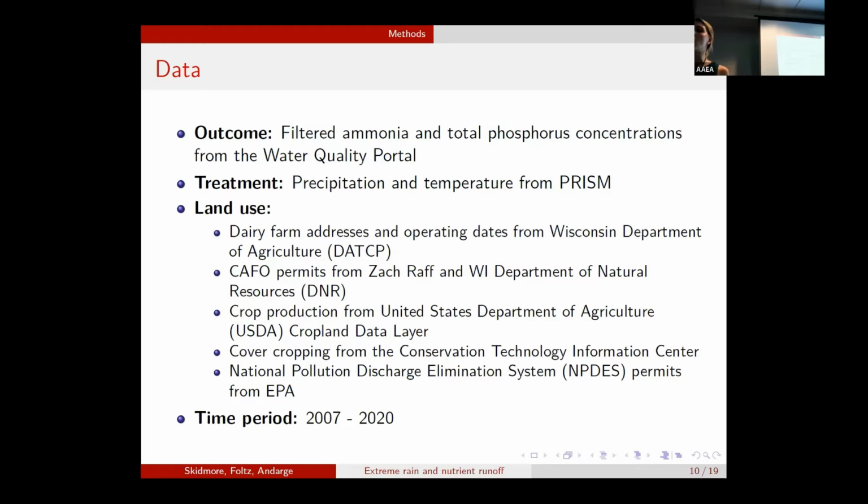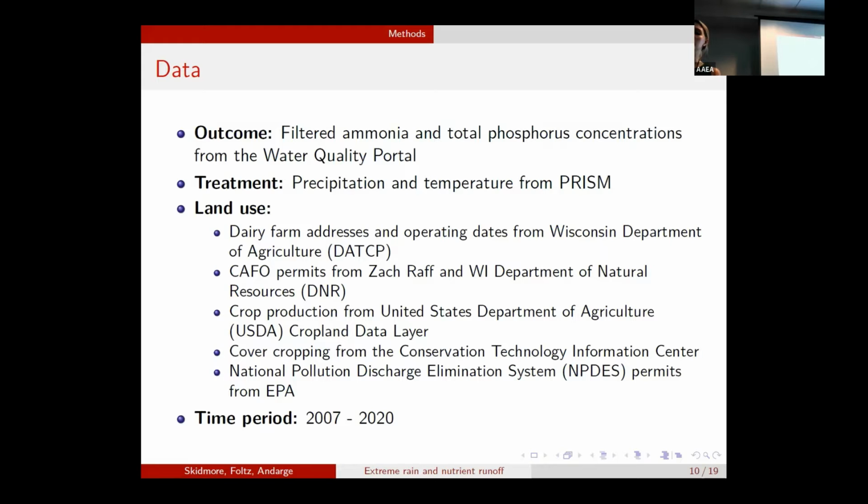And then our land use data comes from, we have non-CAFO, so under 1,000 head dairy farm addresses and operating dates from the Wisconsin Department of Agriculture. Then we have our CAFO data. These are the over 1,000 head dairy farms from Zach Graff, and then his panel goes up until, I believe, 2017, and then we worked with the DNR to extend that panel forward.